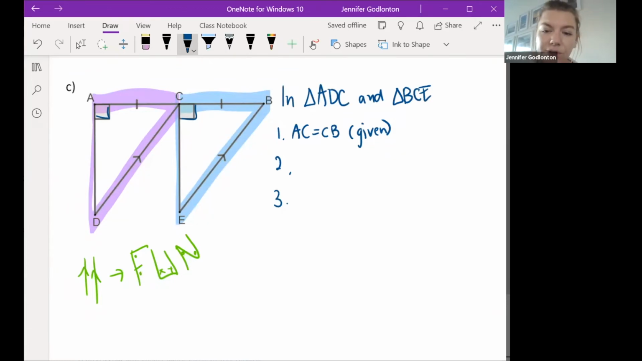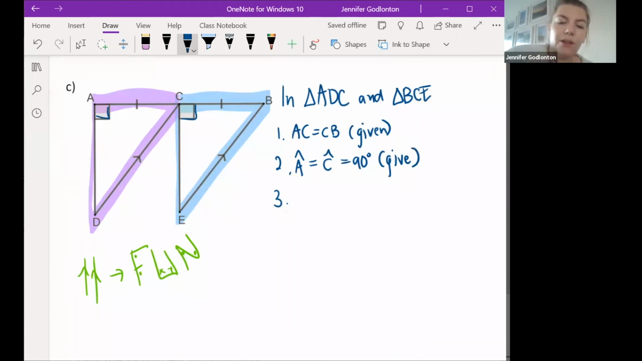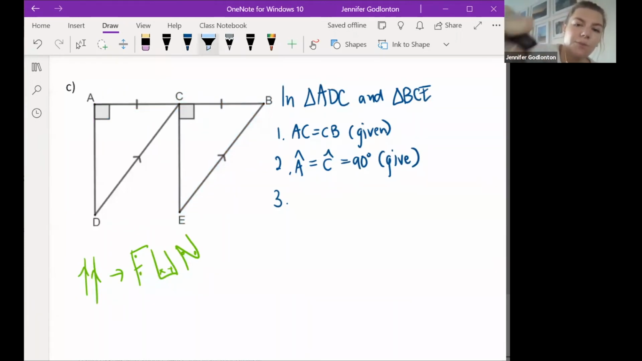So I'm going to write what you've just said now here. Angle A is equal to angle C, and that's just being given to us because they're 90 degrees. Okay, so go with what you were thinking with corresponding. I'm going to highlight something that might help.